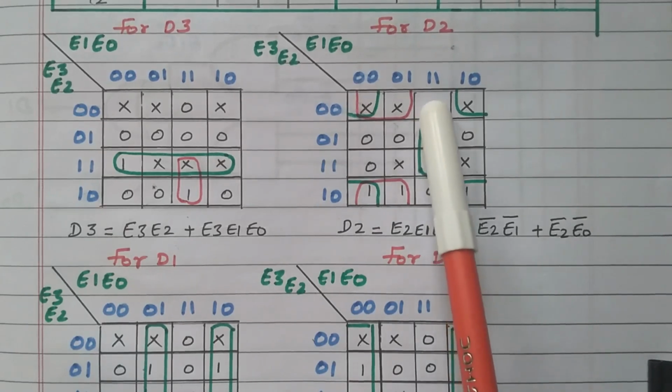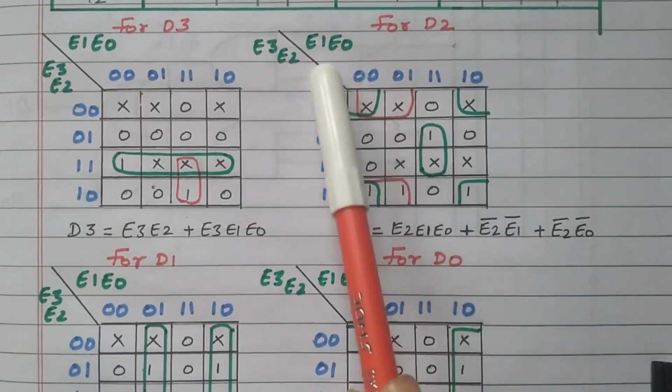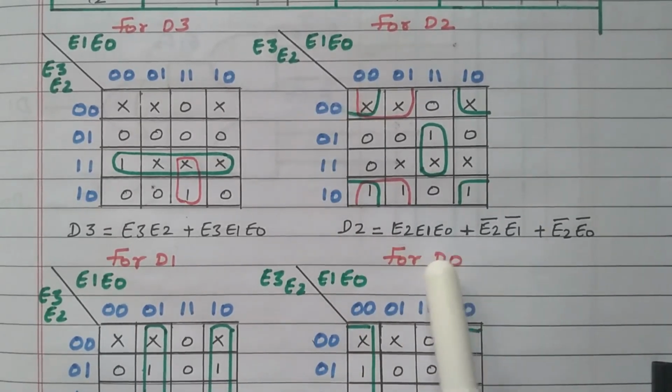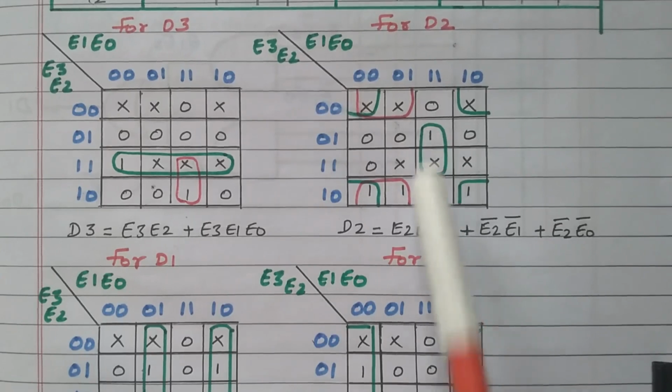What is available in the corresponding column is 1 1. 1 1 means E1 E0. So E2 E1 E0, right? So that is the expression due to grouping of these two cells.